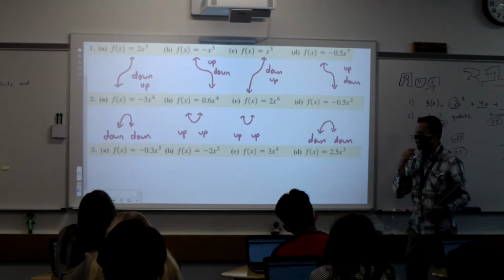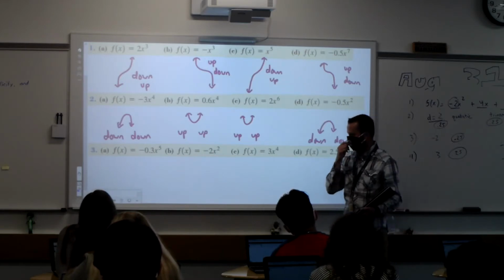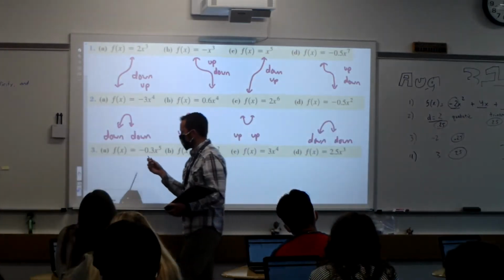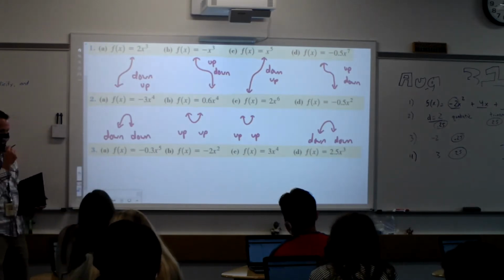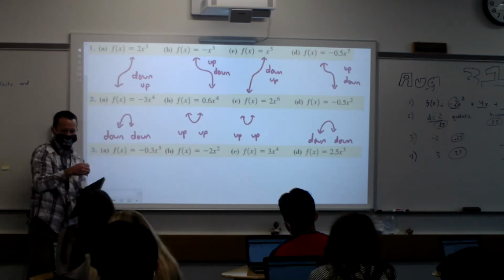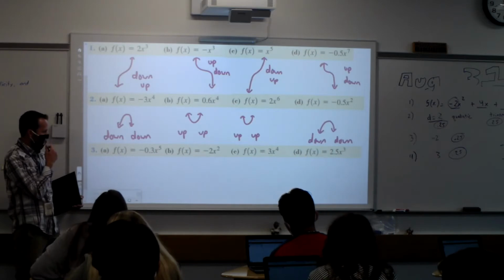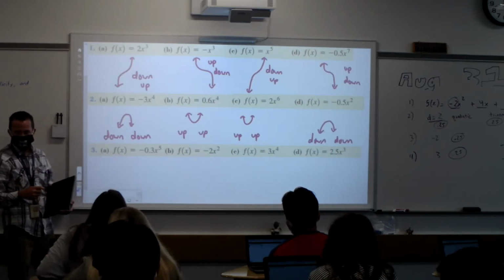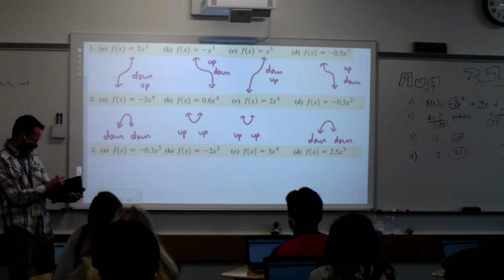Exactly. So if I'm talking about these ones, I'm going to have the same thing. Now, what determines whether it's facing up or whether it's facing down? Positive or negative leading coefficient. So let's check that. On number 3, what would we expect this to look like? Yeah, we have the 5 here, so it's going to be an S-curve or a flipped S-curve, but what would that negative do? It should flip it. So I would guess that it's going to look like this.